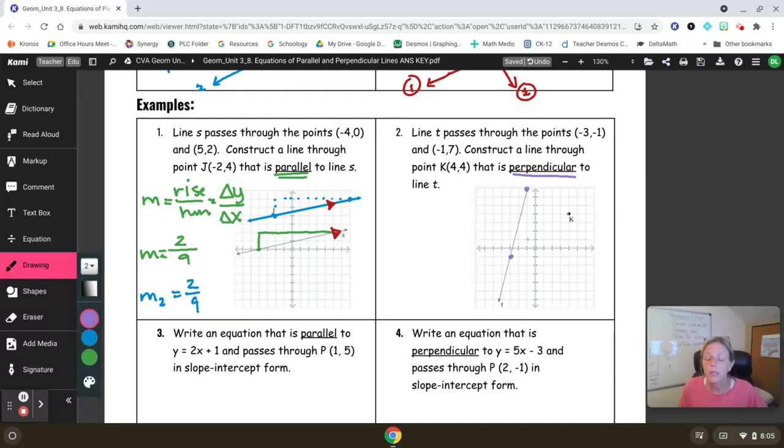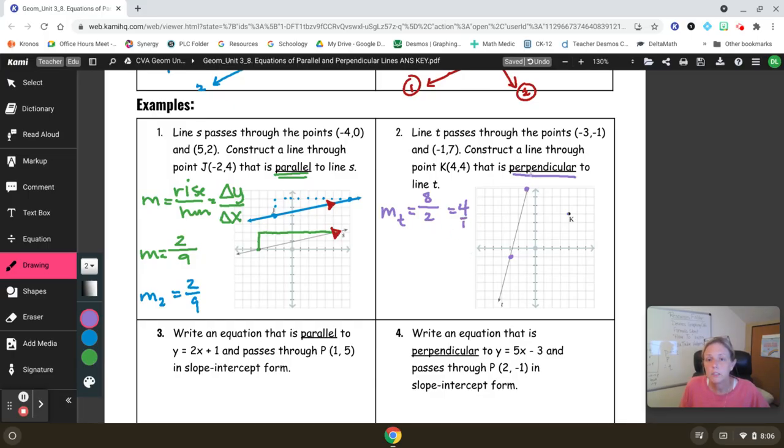Same process. We have to find the slope of line T. So the slope of our first line, or line T, we're going to do rise over run again. Again, it's a positive slope, so I should have a positive fraction. 1, 2, 3, 4, 5, 6, 7, 8. So I went up 8. And then I went over 2. So that tells me I have a slope of 4, which is the same as 4 over 1.